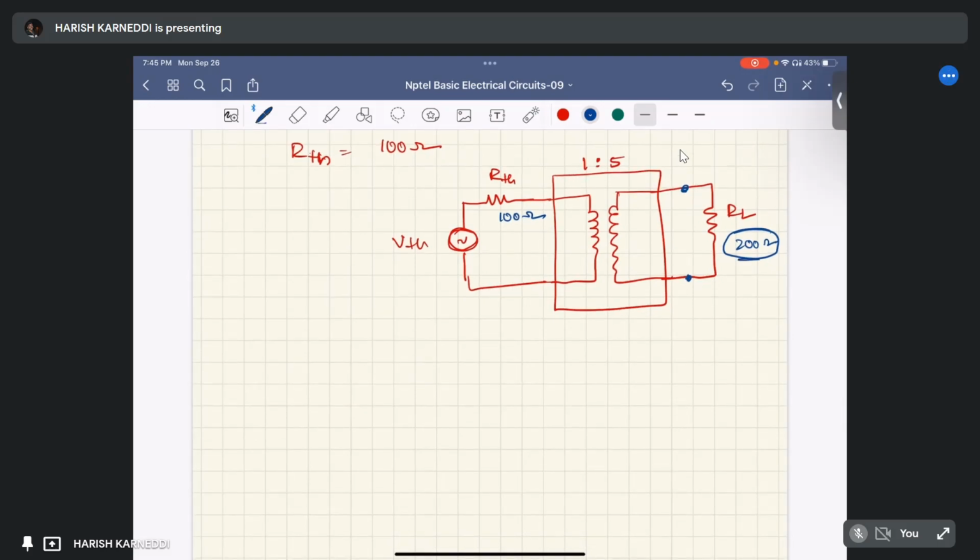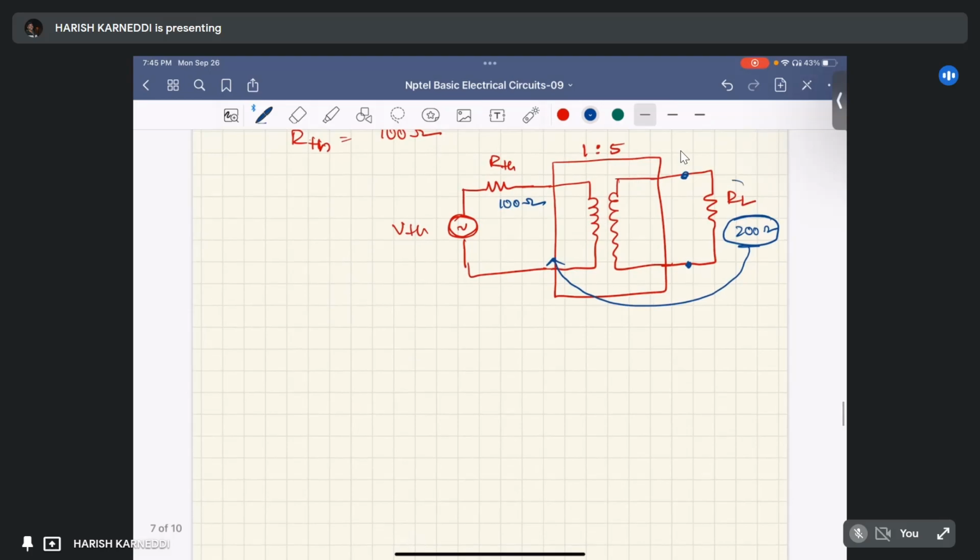We can refer this 200 ohm resistor to this side by considering the power balance equation. Let us suppose PRL is the load power. Here the transformer is ideal, which means whatever power is delivered to this RL is the power delivered to the primary terminals, right? Because this is an ideal transformer, the losses in this transformer are zero. So whatever the load power is, it is the same as P primary.